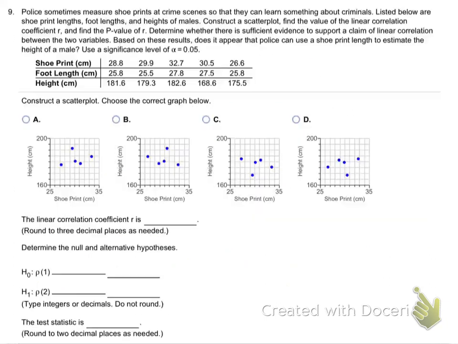Questions? So police sometimes measure shoe prints at crime scenes so that they can learn something about criminals. Listed below are shoe print lengths, foot lengths, and heights of males. Construct a scatter plot. Find the value of the linear correlation coefficient R. Find the p-value. Determine whether there is sufficient evidence to support a claim of linear correlation between the two variables. Based on the result, does it appear that police can use the shoe print length to estimate the height of a male? So in other words, how do they know if that's valid?